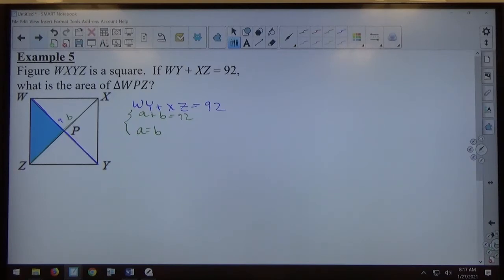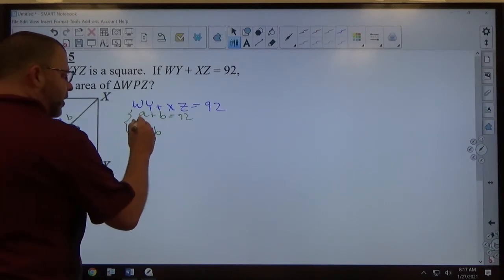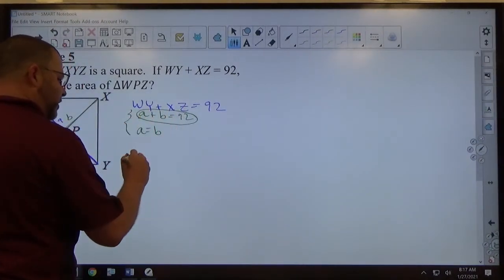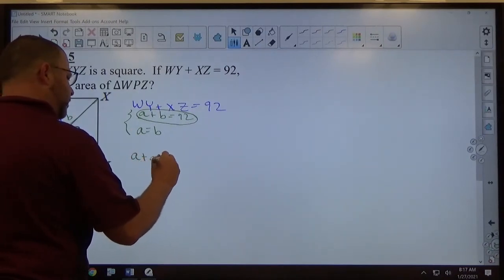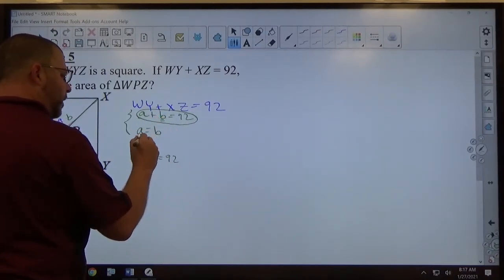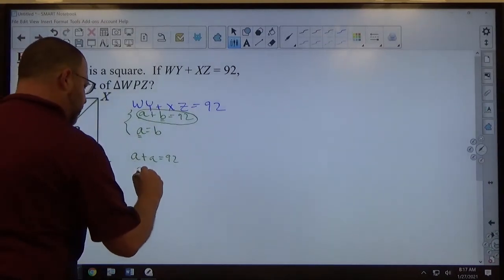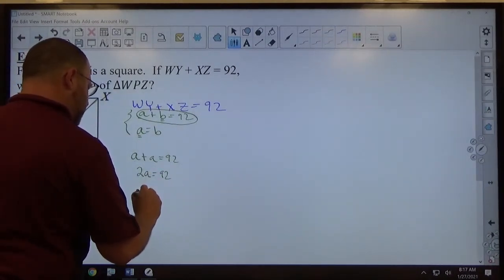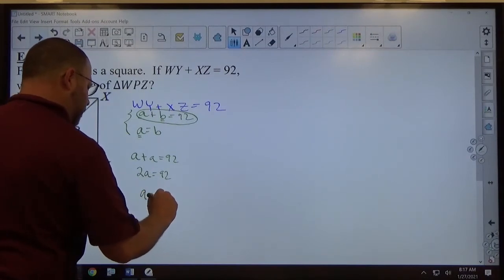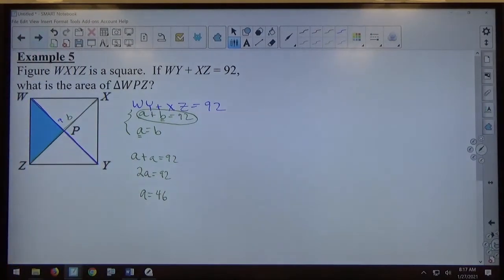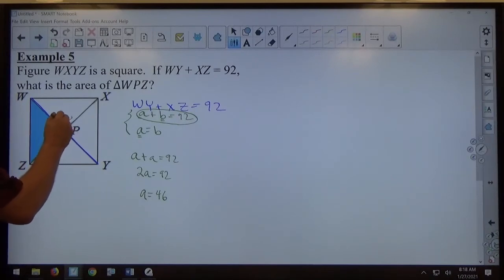All right, if A and B are the same number and A plus B is equal to 92, this equation here can be rewritten as A plus A is equal to 92, just replacing B with A. Which means 2A is equal to 92. Divide both sides by 2 gives me A is equal to 46. So the length of both WY and XZ is 46. Do we buy that? Okay.